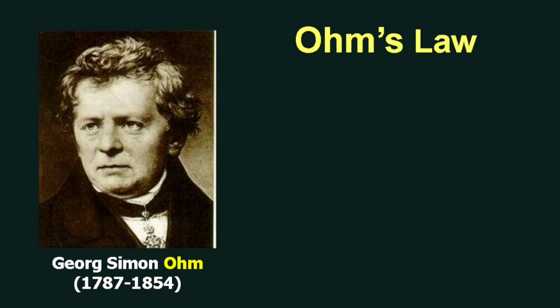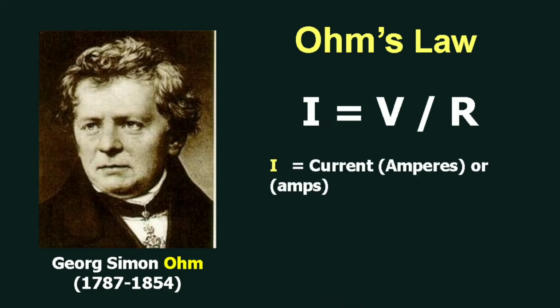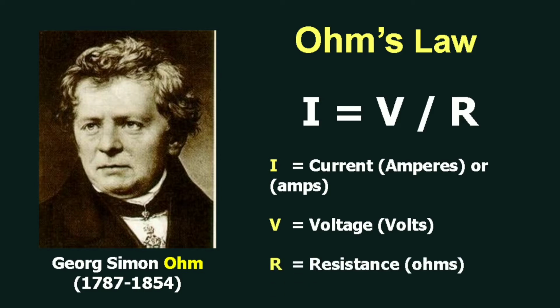the relationship of current, voltage, and resistance. I here stands for current with a unit of measurement of amperes. V is the voltage and the unit of measurement is volts, and R is the resistance with a unit of measurement of ohms. Based on this law and mathematical equation of Ohm's law, what is the relationship between current and voltage?